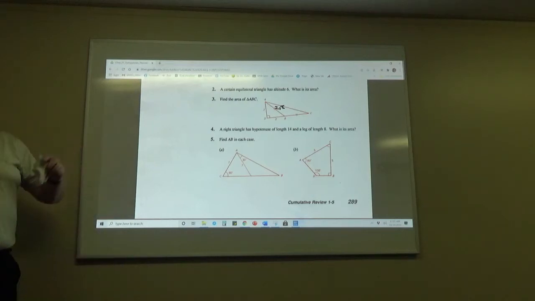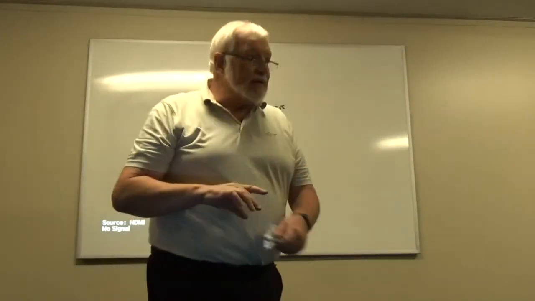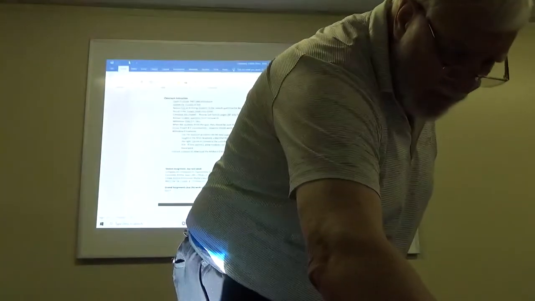All right, for 30, 60, 90, you have x, you have 2x, and then you have square root of 3 because there's 3 different sides, 3 different lengths. And then for this one, and I did it again. Isn't that weird?